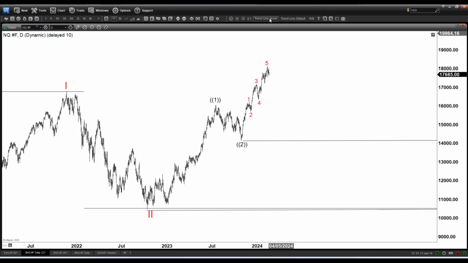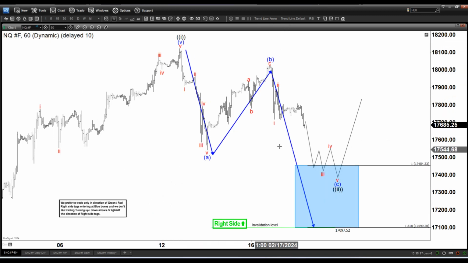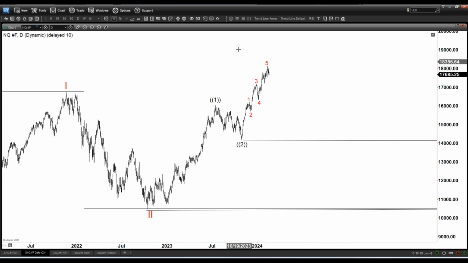And if that's the case, the pullback is not just the short-term pullback the 1 hour is showing here. The pullback could correct this entire rally, so it becomes a 5 waves down, ending the A, and this is the B, and this is the C before higher. So that is something you have to be careful about and aware of.